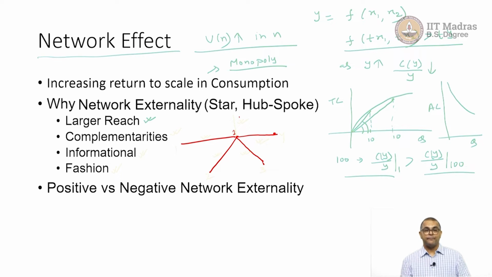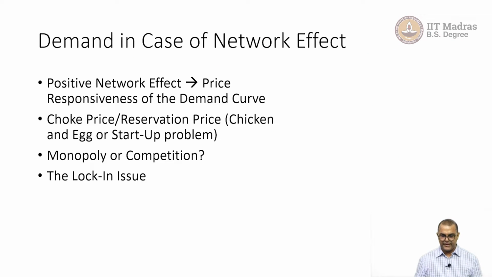So if you are thinking of fashion, there could be a positive effect, but there could be a contrarian and negative network externality also. Some of us would not like to do things that everyone else is doing. So this network effect can be positive and negative, and we will see on platforms that these effects play a very, very important role. So now let us learn how to derive market demand in case of network effect.